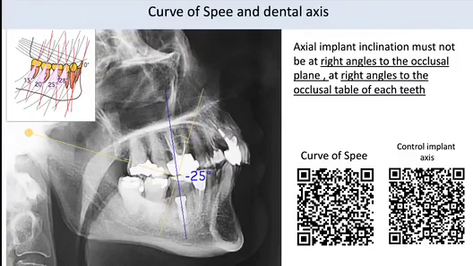This topic is, for me, very interesting, and we published numerous papers on this topic. You can find a paper on the curve of Spee and a paper specifically concerning control of implant axis inclination, measuring the inclination of the implant, in these 2 papers here, and you can scan this QR code to obtain the PDF of the paper.